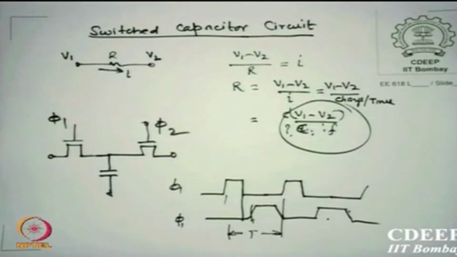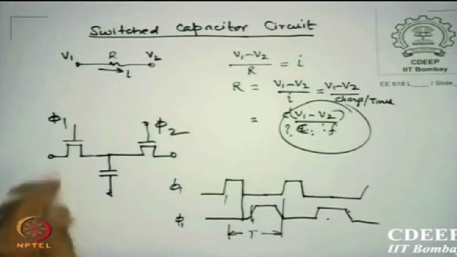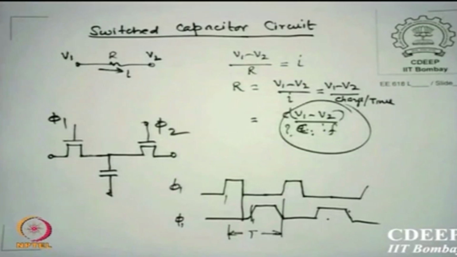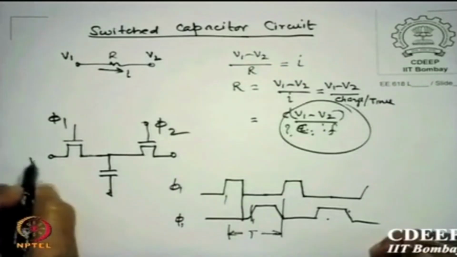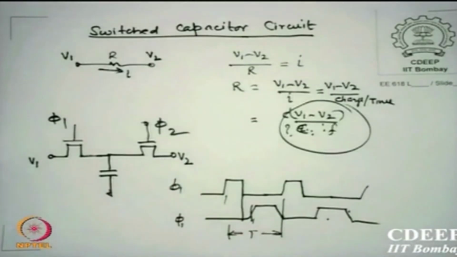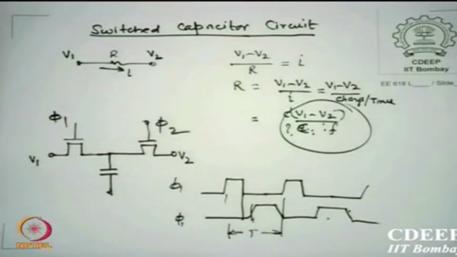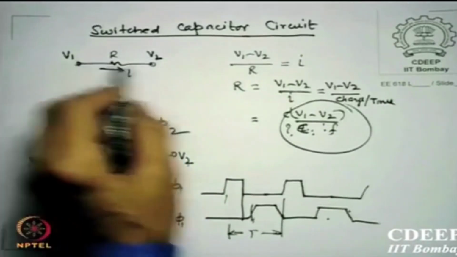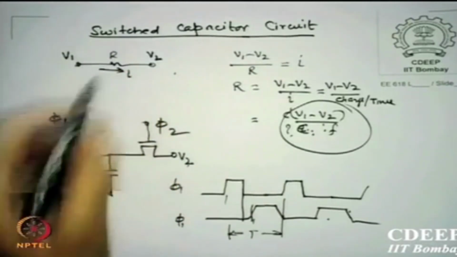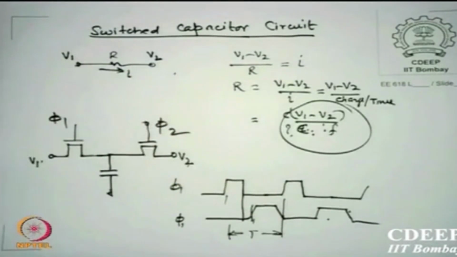So here are phi 1 and phi 2, non-overlapping clocks, and let us say I have an input voltage given here, V1, and the output voltage expected there, or actually put by me, is V2. Do you see, I am trying to replace the resistance by this network, is that clear? Between V1 and V2, the R that was there, I am replacing with two transistor switches and a capacitor. If you have written it down, I will give the maths on that.